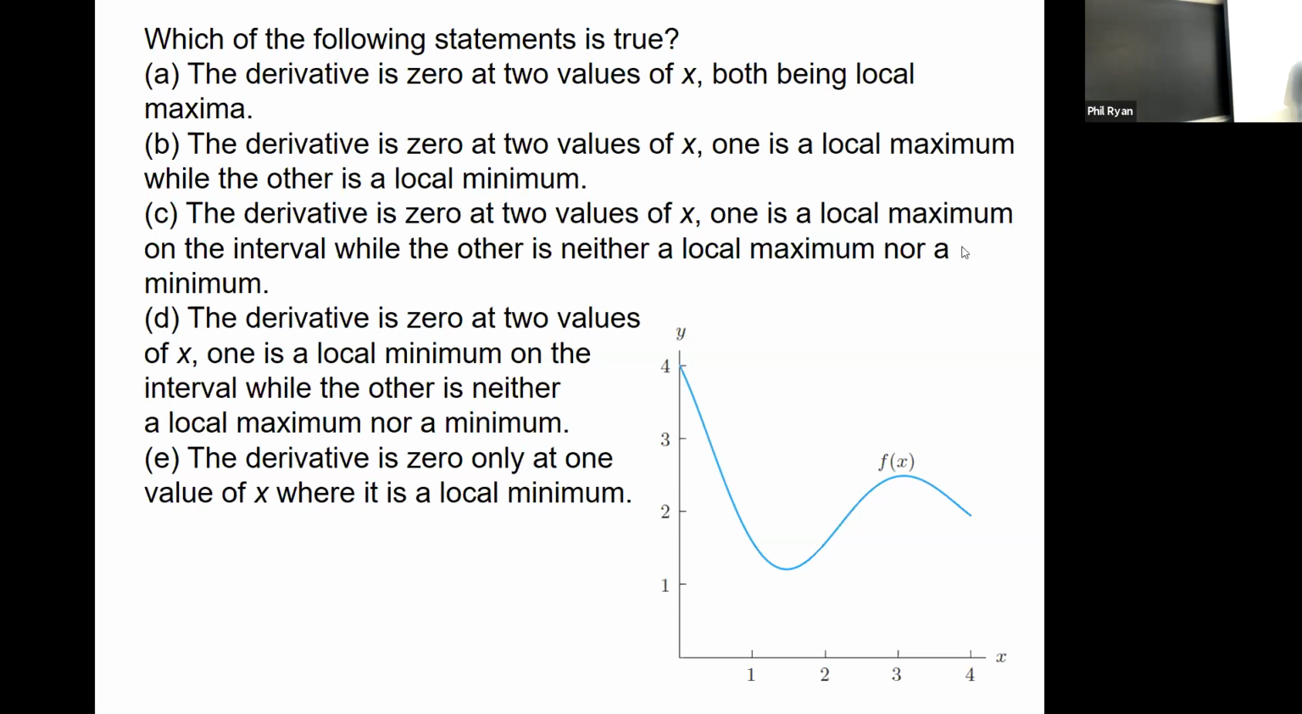What type of extremum is it? Are they maximums or are they minimums? Or is there one of each? One of each, right. So here we have a little hill, so here we have a local maximum, here we have a local minimum. And so we see that C was the correct answer. The derivative was zero at two values of x. One is a local maximum. Oh no, hang on, B, sorry. One is a local maximum while the other is a local minimum.